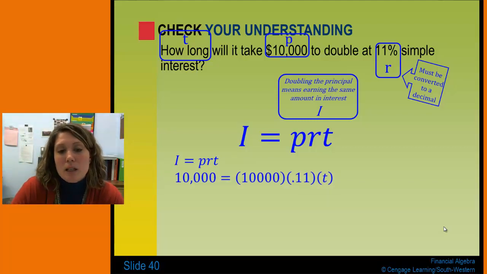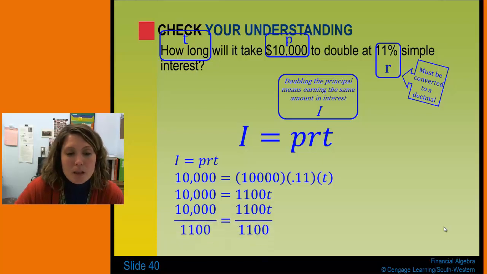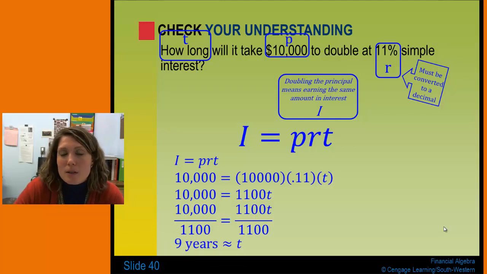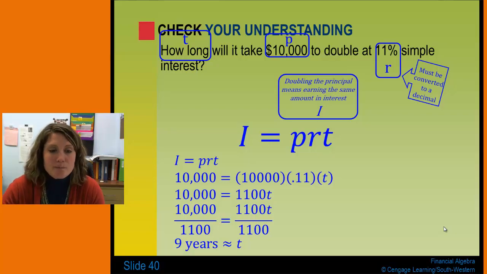So 10,000 equals 10,000 times 0.11 times t, for a value of 1,100t equals 10,000. Divide both sides to get the t by itself. So I end up with approximately 9 years. It's a little bit over 9 years, but not enough for me to have to round it up to 10.